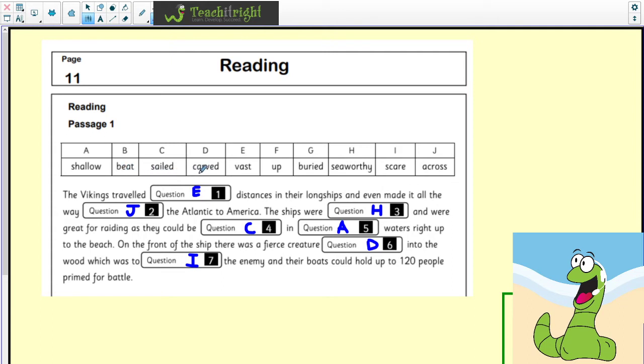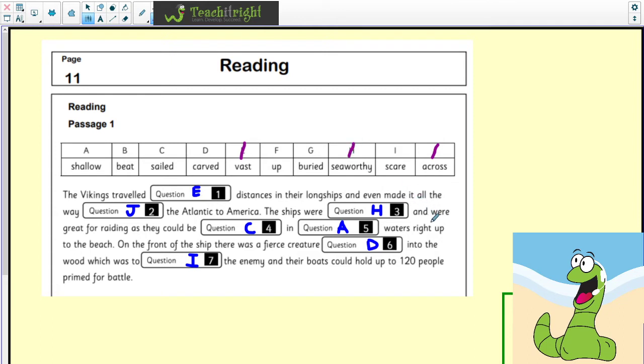Let's have a little look. So the word vast stands out because vast means having sort of massive or long. So we can say the Vikings travelled vast distances in their longships. So we're going to cross out E because we've used that already. And even made it all the way something the Atlantic to America. And the word we need there is across the Atlantic Ocean to America. The ships were something, so we need a description of the ships.